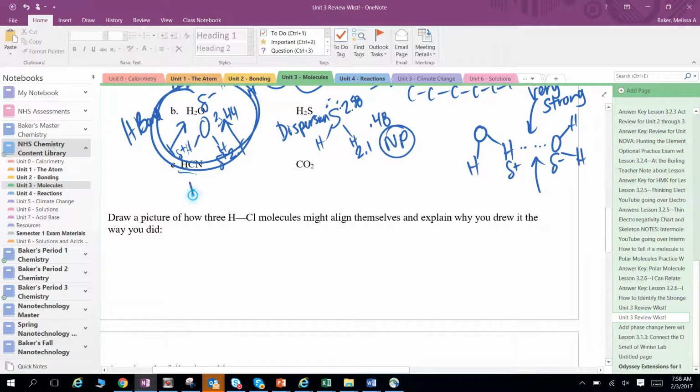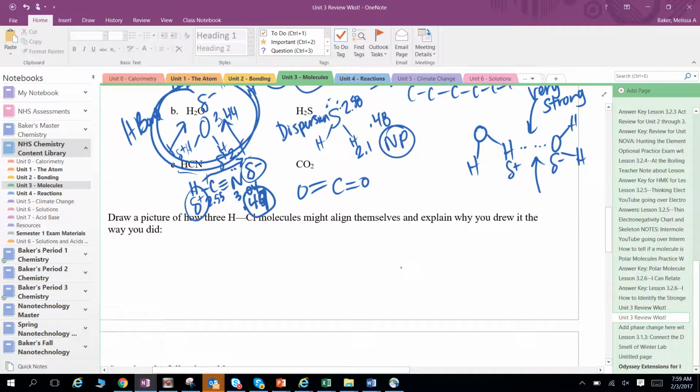For letter E, we've got HCN and CO2. Nitrogen's value is 3.04. Carbon's is 2.55. That's a difference of 0.49. Oops, 0.49. So that's really close to that 0.5. So we're going to call this at least slightly polar. So we've got a partial negative on that nitrogen, leaving the carbon slightly partially positive.